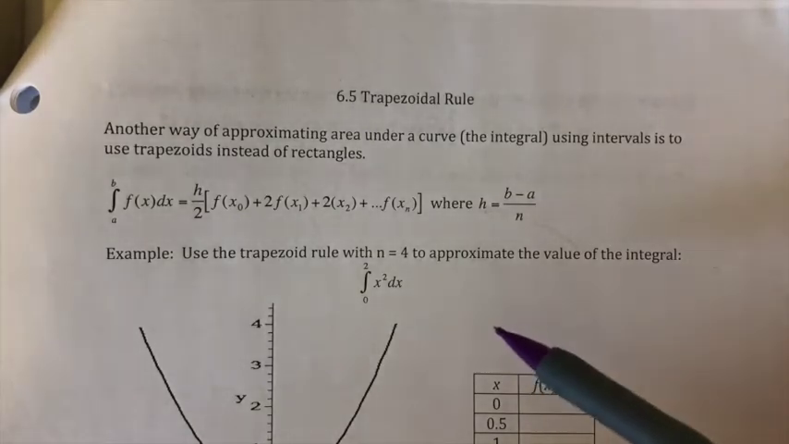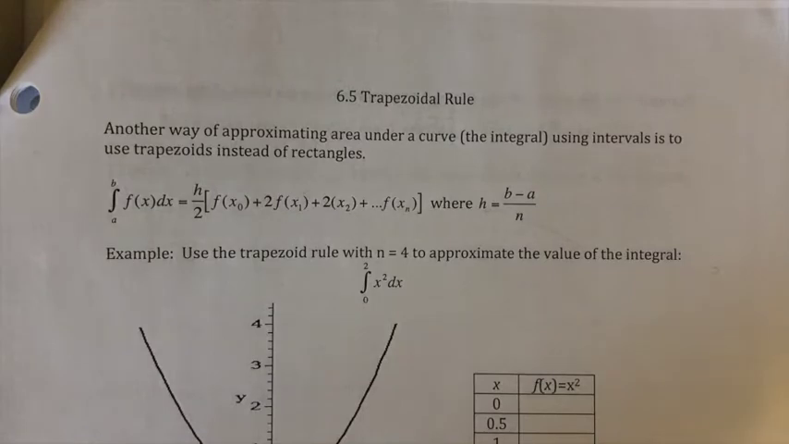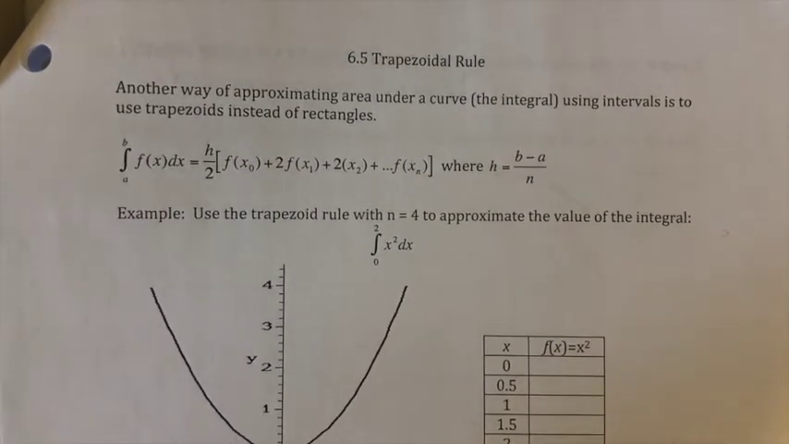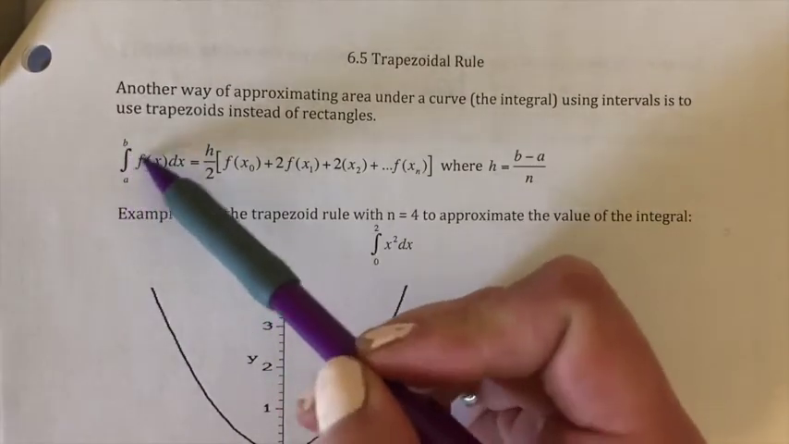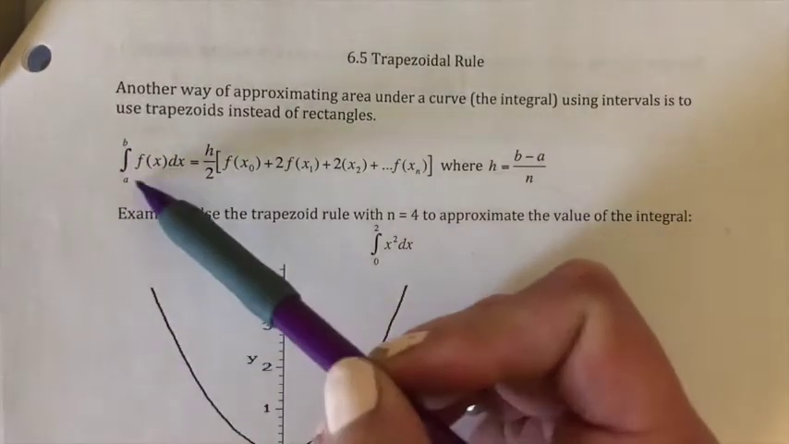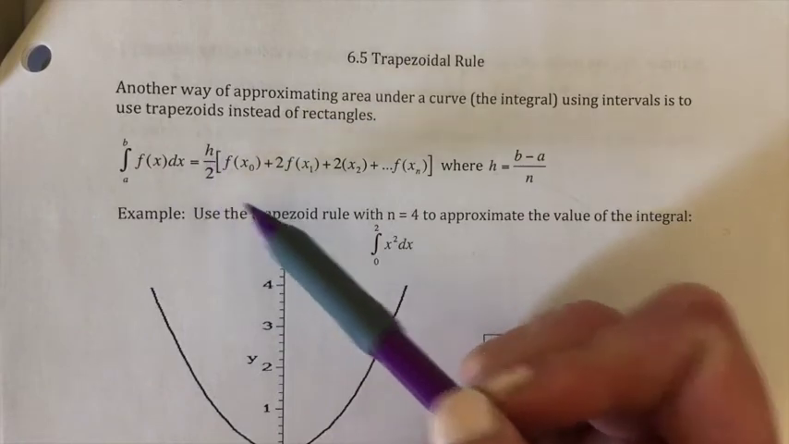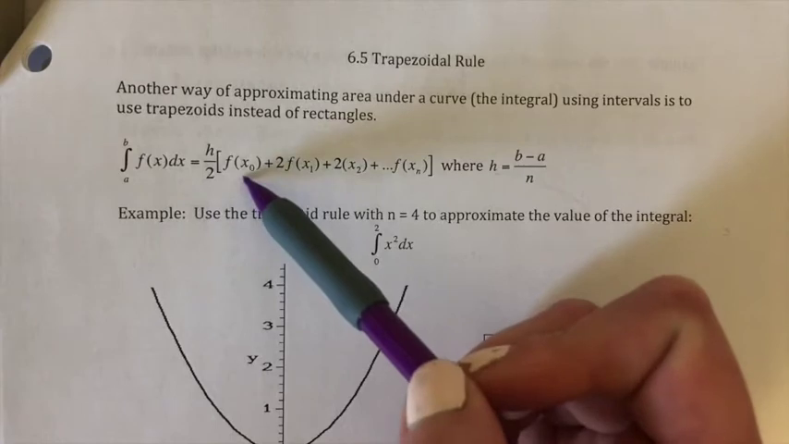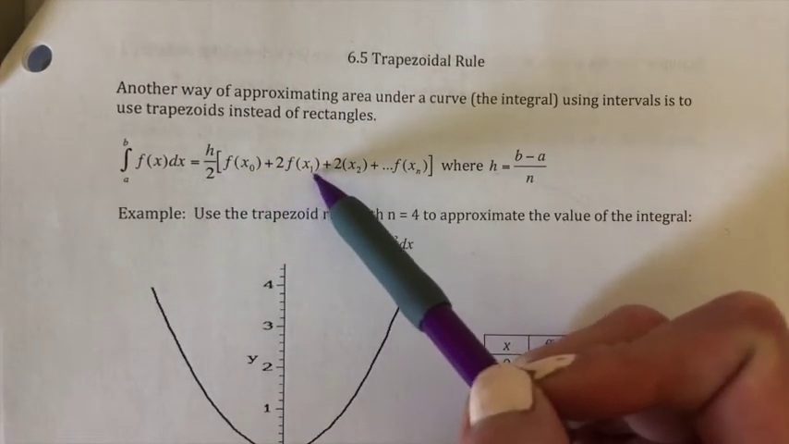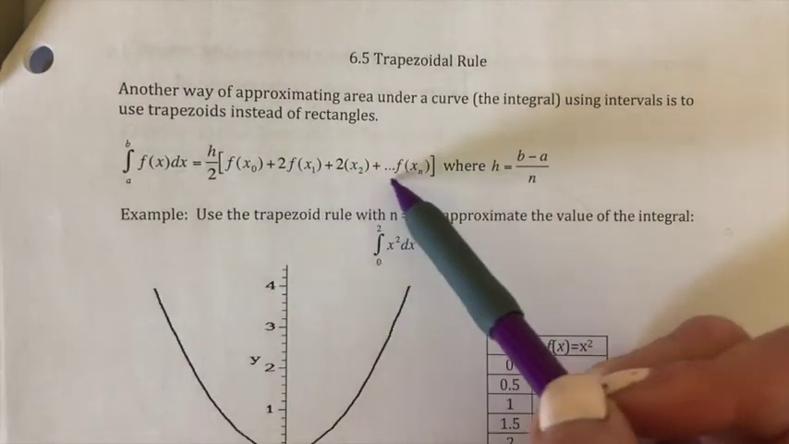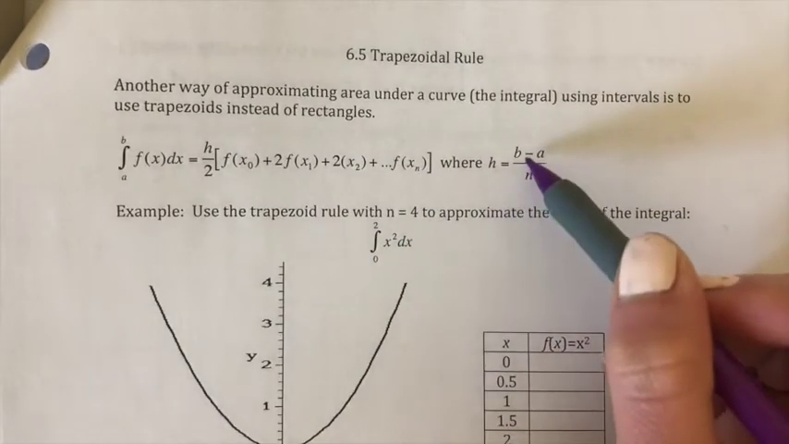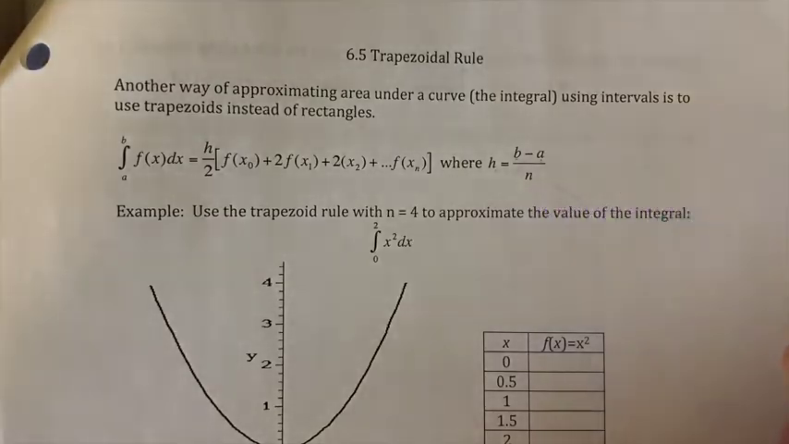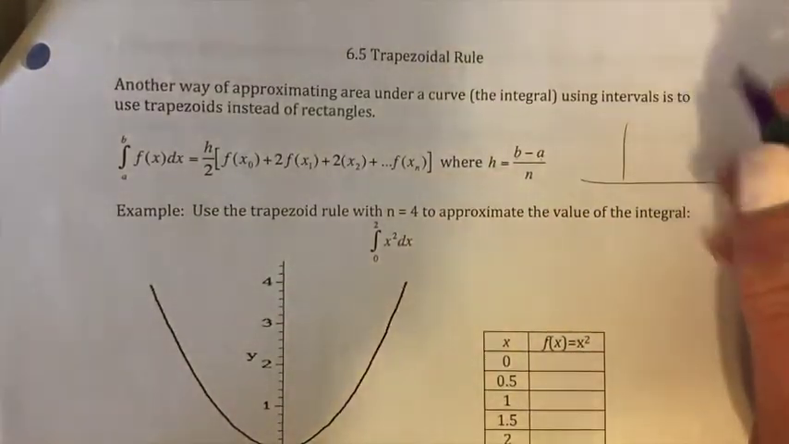So another way of approximating area under a curve, the integral, is using intervals to use trapezoids instead of rectangles. So the area between a and b under some function, f(x), is going to be h over 2 of the value of the height of the first one, then 2 times the value of the second one, 2 times the value of the third one, and so on, where h is equal to the upper boundary minus the lower boundary divided by however many sections you're breaking it into. Okay.